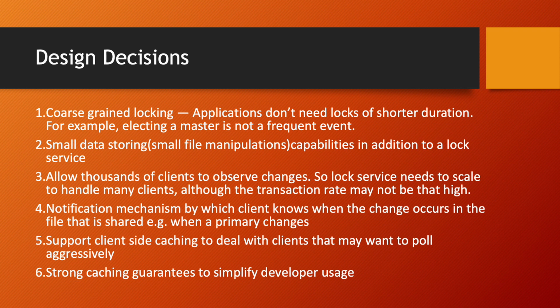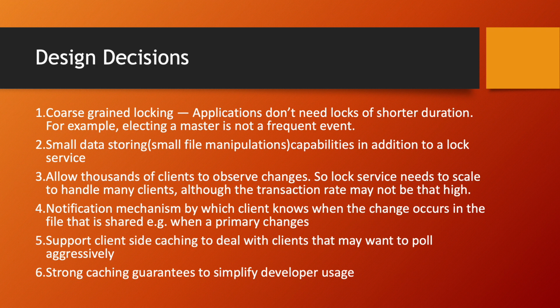One is coarse-grained locking. Applications don't need locks for shorter durations. For example, electing a master is not a frequent event. Second, small data storing capabilities in addition to a lock service, allowing thousands of clients to observe changes. So the lock service needs to scale to handle many clients, although the transaction rate may not be that high.